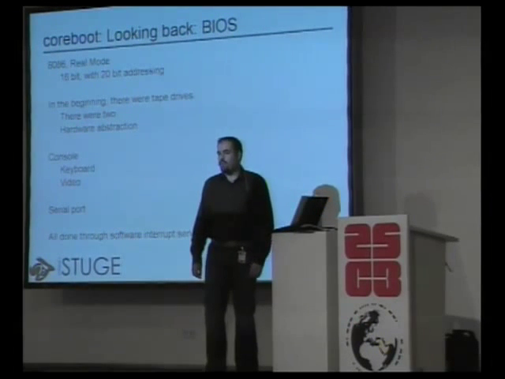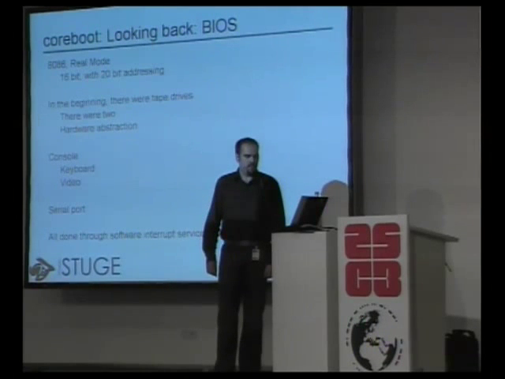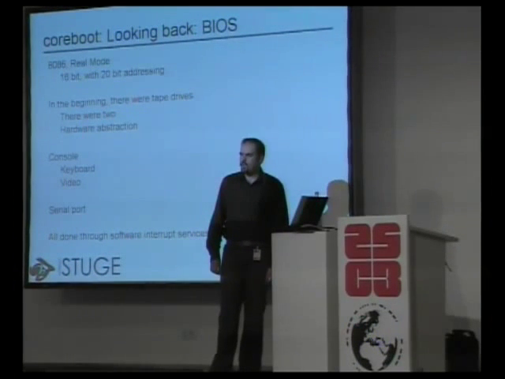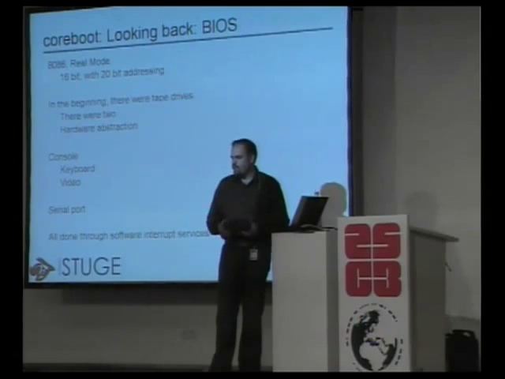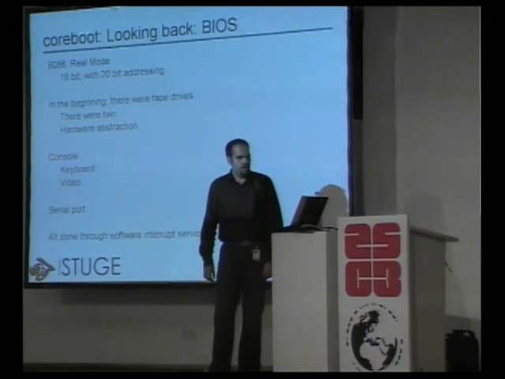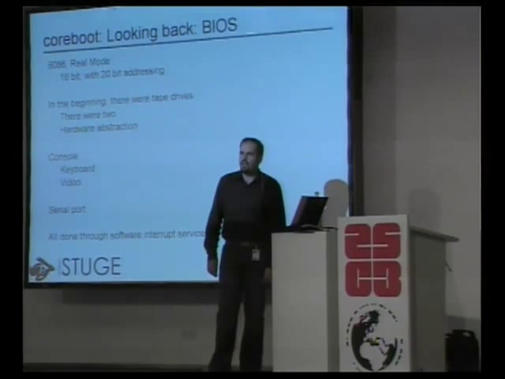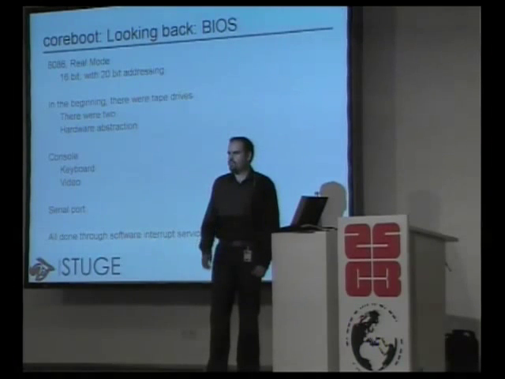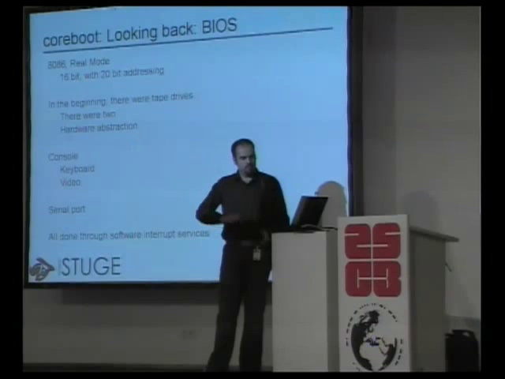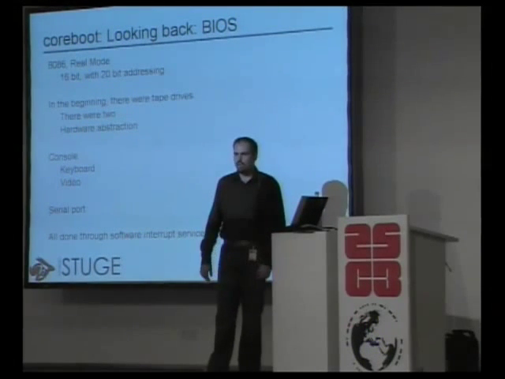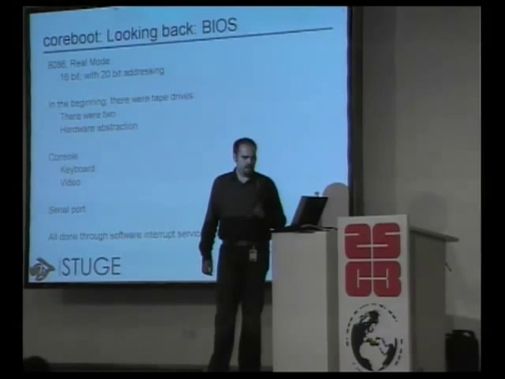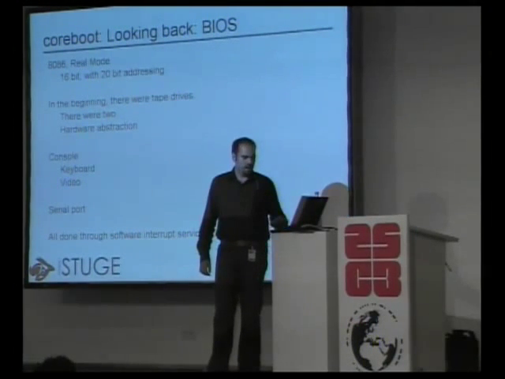In the first machines, there were two tape drives that had the operating system and that were going to be booted from. So the BIOS started out really as hardware abstraction. It created a unified interface for accessing these tape drives, loading the software off the tape drive into RAM. And it also did some console stuff, keyboard, video. It had code for handling the serial port. And all of this happened through software interrupts, where the operating system triggers a special interrupt instruction. The system then jumps into BIOS code and does whatever it needs to do to access the hardware and returns the result to the operating system. This is a task that is pretty slow in the 8086 real mode.